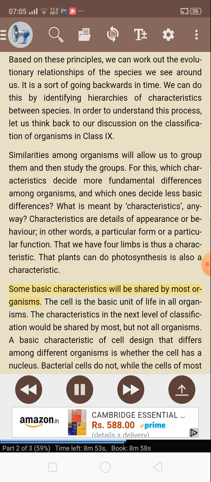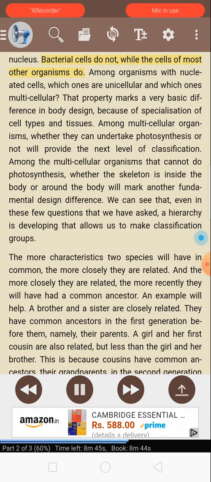Some basic characteristics will be shared by most organisms. The cell is the basic unit of life in all organisms. The characteristics in the next level of classification would be shared by most but not all organisms. A basic characteristic of cell design that differs among different organisms is whether the cell has a nucleus. Bacterial cells do not, while the cells of most other organisms do.